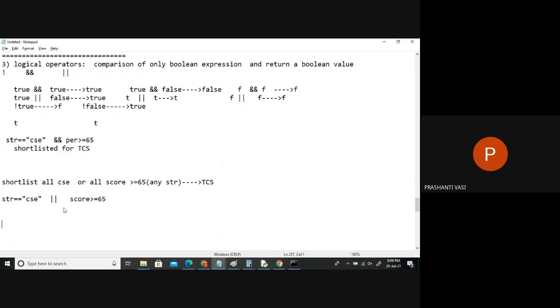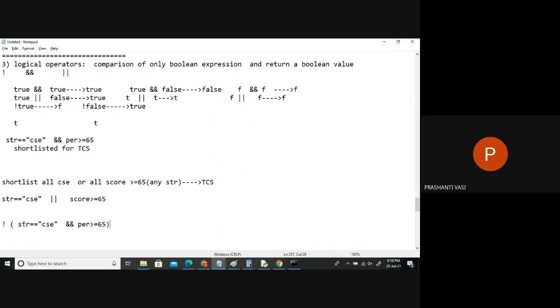Okay. So now the last one is NOT, which we are going to use for negation. I want all the other students, if this is the criteria for TCS, I want the remaining students to go for Infosys, let us say. So I have given this listed students will go for TCS. Now, who are not in these criteria? NOT should be put in front of that expression.